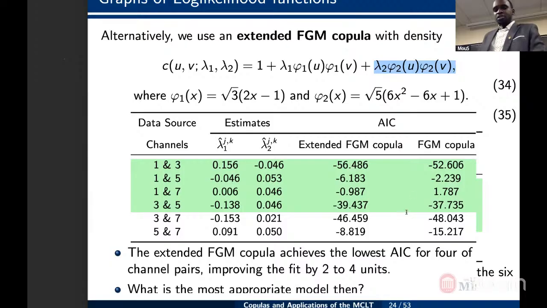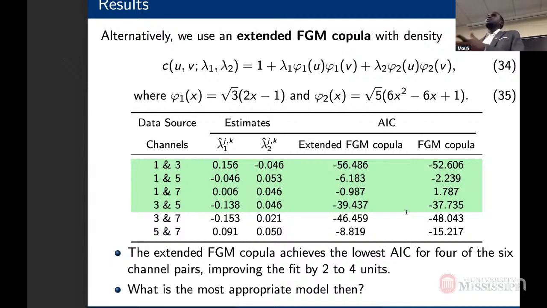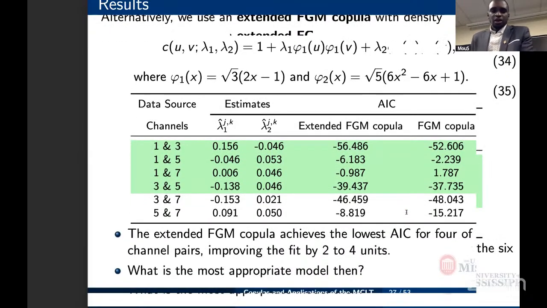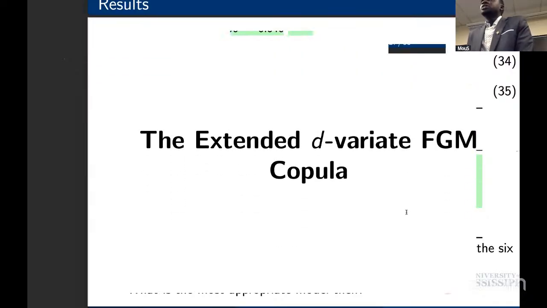Now, this analysis is only taking this data set 2 by 2 because we have a bivariate copula. In the next project, we define a multivariate, let's say a d-variate FGM copula that can handle the dependencies at once and can even look at more complex dependencies, like dependence of level 3 or 4, and so on, till dependence of level D. So that's what led to the next project, the extended d-variate FGM copula.